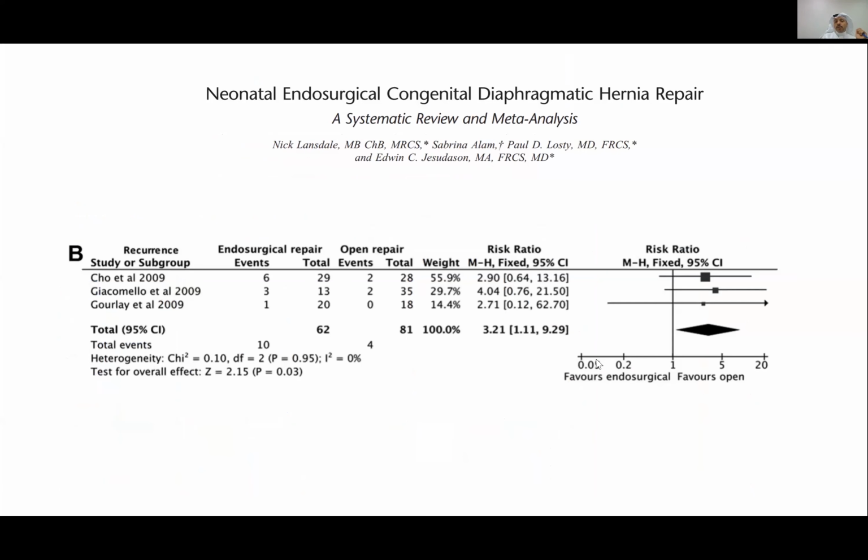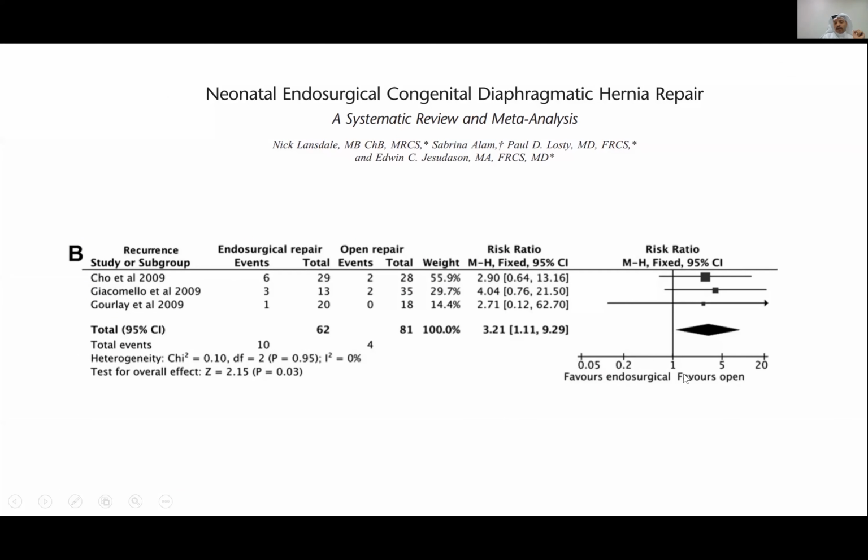This is also another systematic review and meta-analysis that included 3 randomized controlled trials. Basically they did pooling, and they showed that if you look at all studies, they favor the open technique. This is looking at only recurrence. So recurrence is lower with open repair.